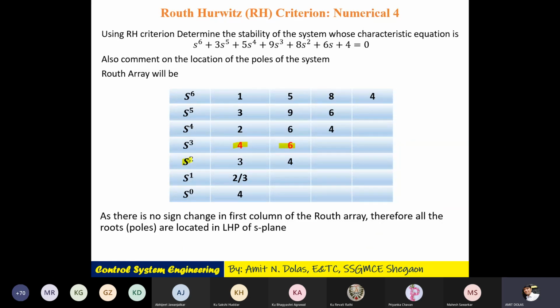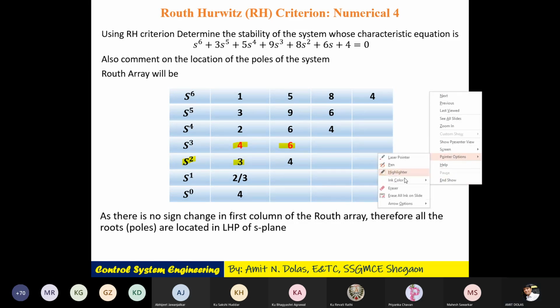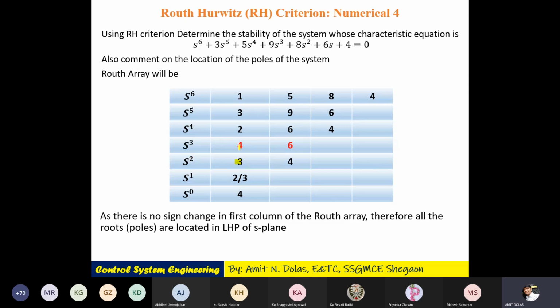So I'll go for s to the power 2. The s to the power 2 का पहला element कैसे निकालोगे? पहला element ये निकालना है. Just above that there is 4. 4 into 6 is 24, minus 2 into 6, that is 12. So 24 minus 12, that will be 12. 12 divided by 4 will be 3.